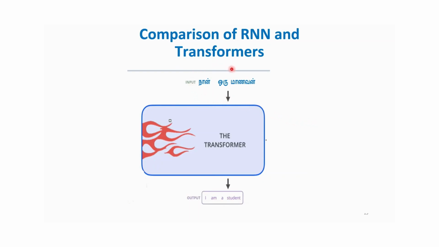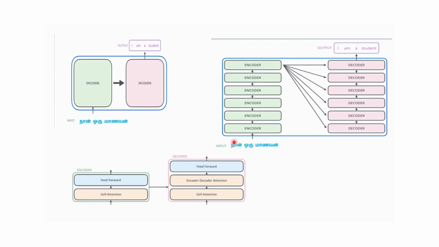Here I've given the input sentence. This is a Tamil sentence, Naan oru Manavan. We are trying to translate this Tamil sentence to an English sentence. But what happens inside the black box, we will see step by step. Inside this black box, we have encoder and decoder architectures, and the encoders, when given a natural language sentence or a paragraph, will convert it into a number representation.